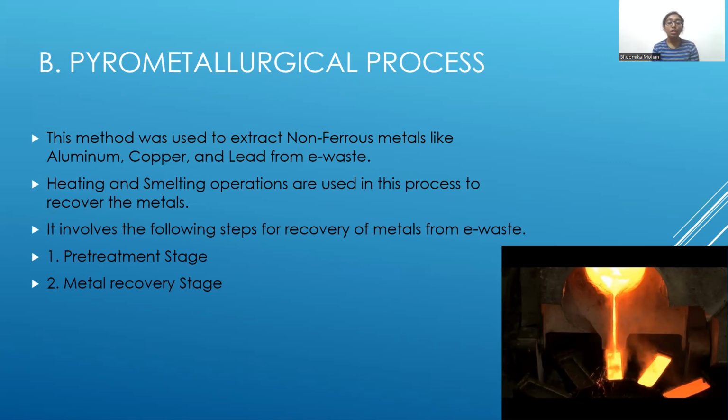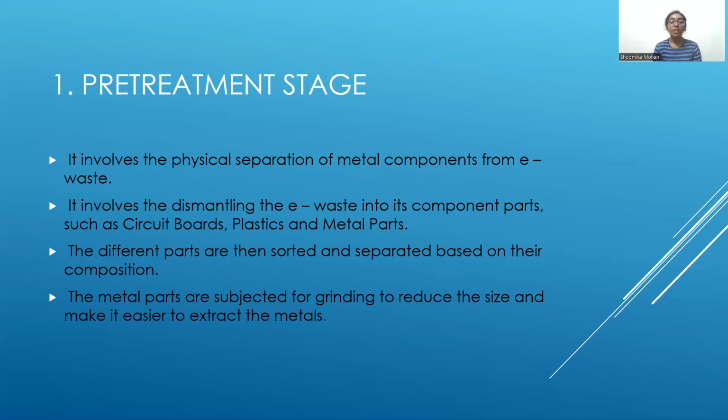Heating and smelting operations are used in this process to recover the metals. It involves the following steps for recovery of metals from e-waste. First is the pre-treatment stage. Second is the metal recovery stage. The first stage, that is the pre-treatment stage, involves the physical separation of metal components from e-waste.